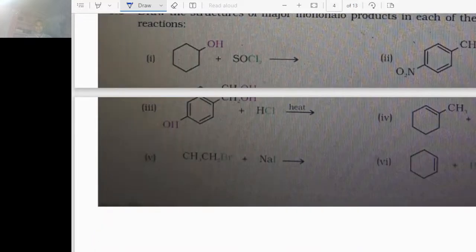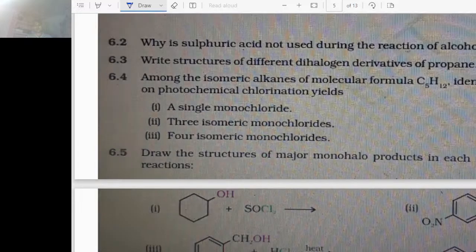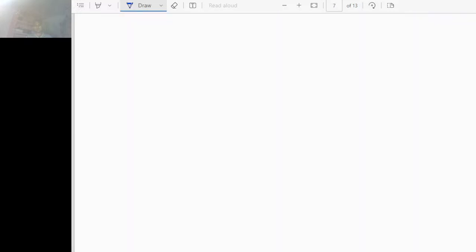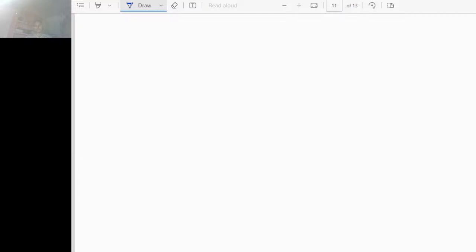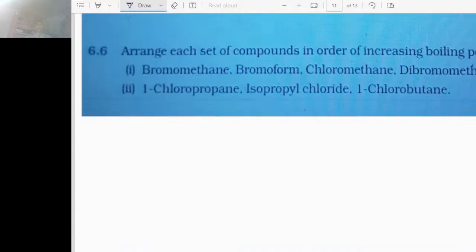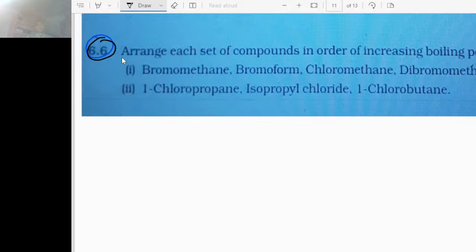So all the questions we have done, I think. Yeah, I got question number 6 here. Okay. So dear students, if I go and answer these questions, firstly, they are saying arrange each set of compounds in order of increasing boiling point.